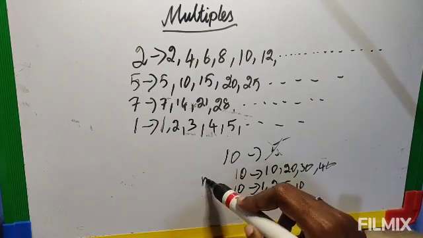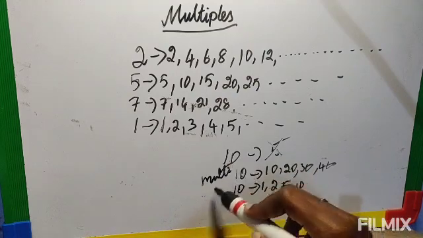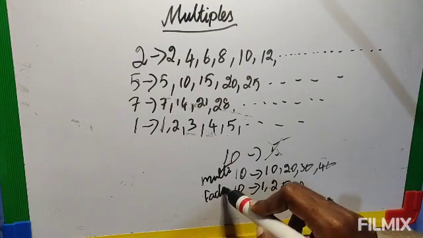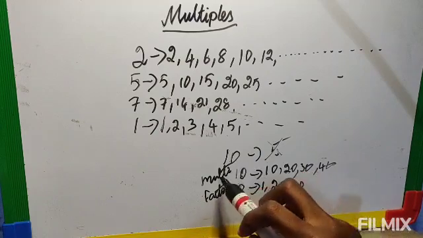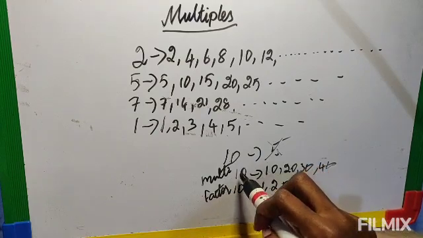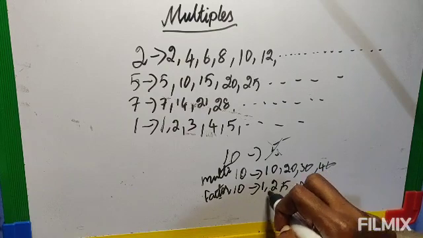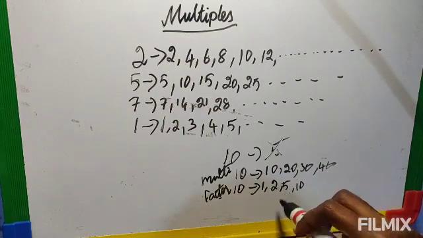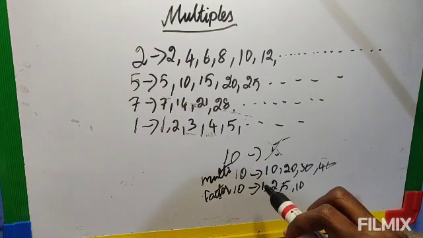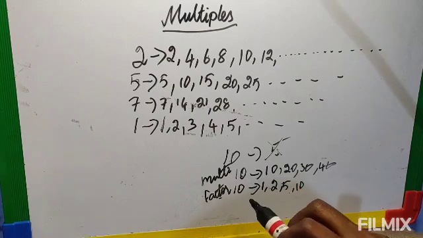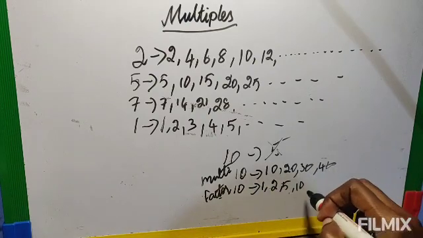Multiple, this is multiple, this is factor. Okay, you must know the difference. Multiple cannot be smaller than the number, and factor cannot be greater than the number. This difference you must know.